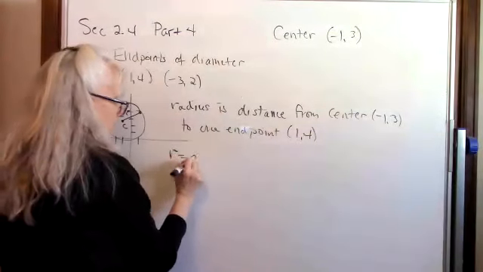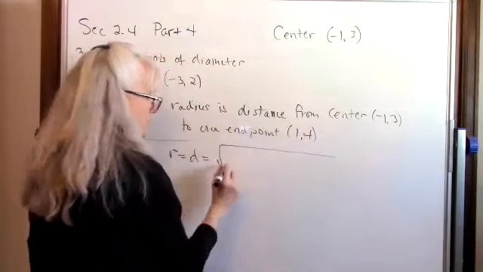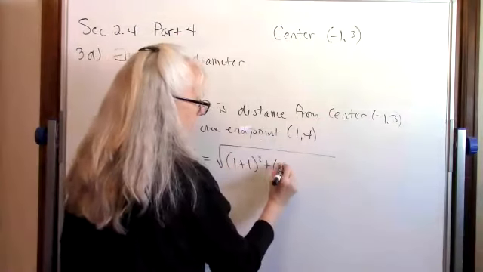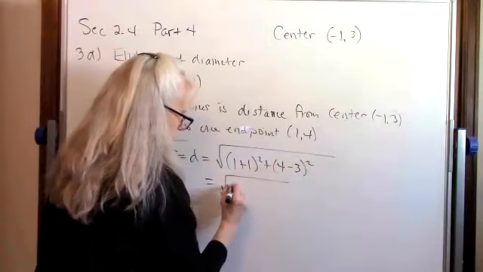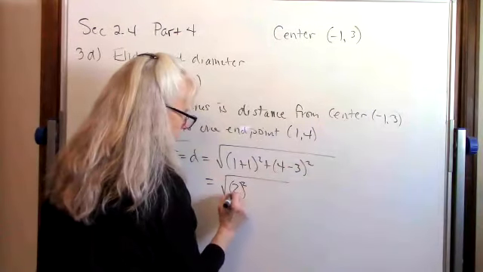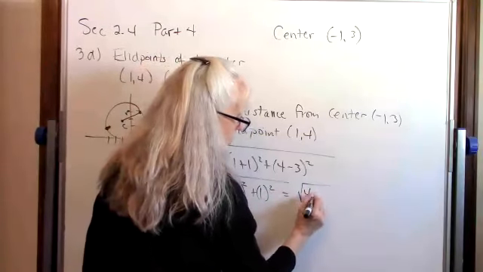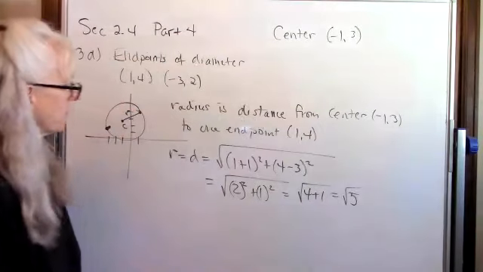So our radius, which is really that distance, is going to be the square root of (1 minus -1), that's 1 plus 1 quantity squared, and (4 minus 3) quantity squared. Well, 1 plus 1 is 2, which we're going to square. 4 minus 3 is 1, which we're going to square. It's going to give the square root of 4 plus 1, or the square root of 5. And there's our radius. So not too bad.